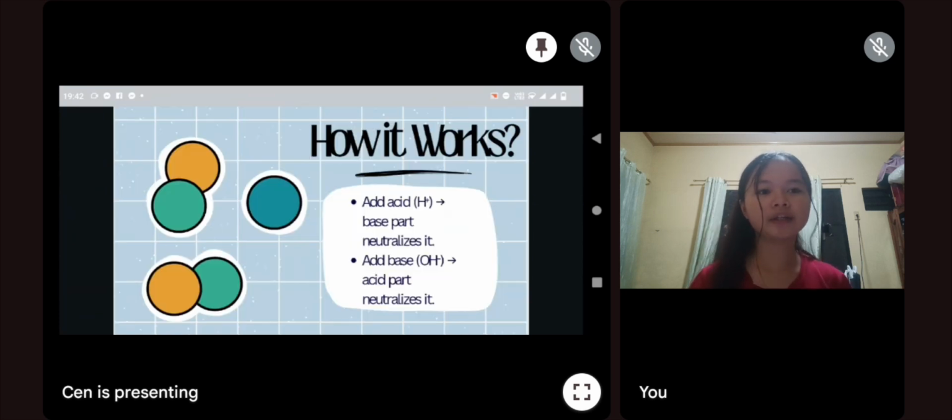Now, just like what I've discussed earlier, when the acid is added into the solution, the base part neutralizes it. And when the base is added into the solution, the acid part neutralizes it. So when we add the acid, it causes a drop in the pH level. So that's why the base part is there to neutralize it. And when we add the base, it causes a large rise in the pH level. And the reason why the acid part is also there is to neutralize the rise in pH.